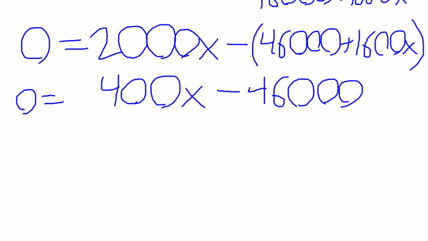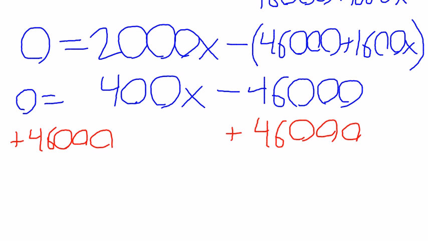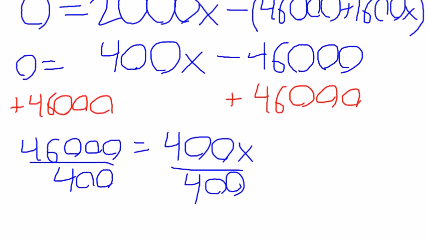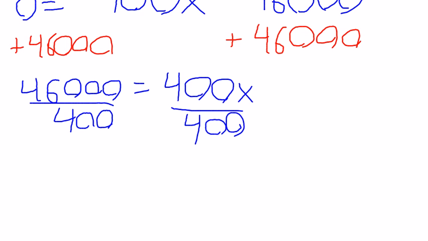Then if we want to solve that for x, let's go ahead and get rid of that 46,000. We're going to add it to get rid of a minus, and if we add it to the right side, we're going to have to add it to the left side. So now I've got 46,000 equals 400x. I still want to get x by itself, so let's divide by 400. The 400s are going to cancel, and I'm going to have x by itself, which is what I want when I'm solving for x.